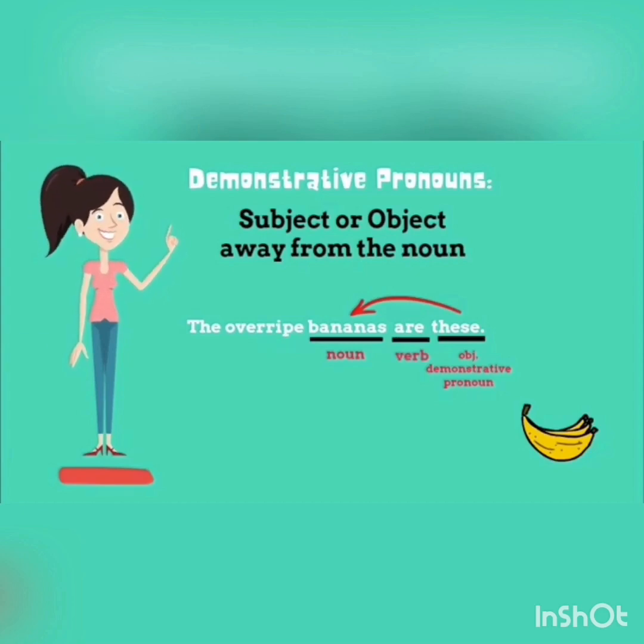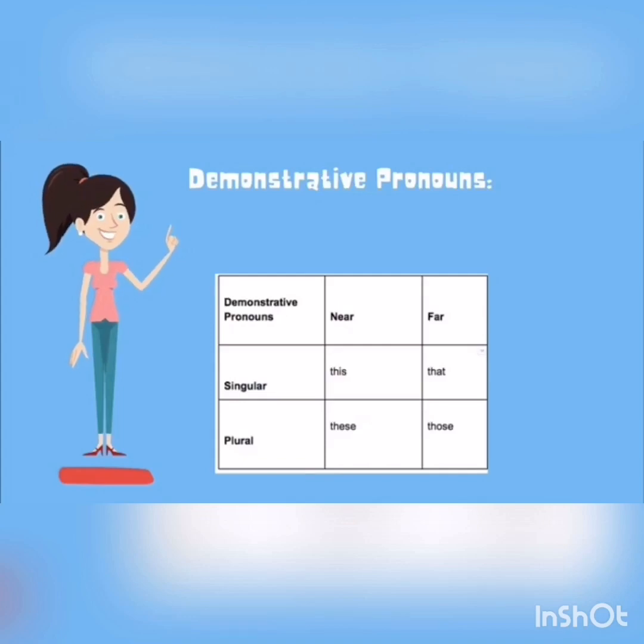So the pattern is that you will have your demonstrative pronoun on the opposite side of the verb from the noun that is being pointed out. In this example, bananas is the noun that the demonstrative pronoun is pointing out. The other 2 demonstrative pronouns, that and those, are used to show far in distance or time.